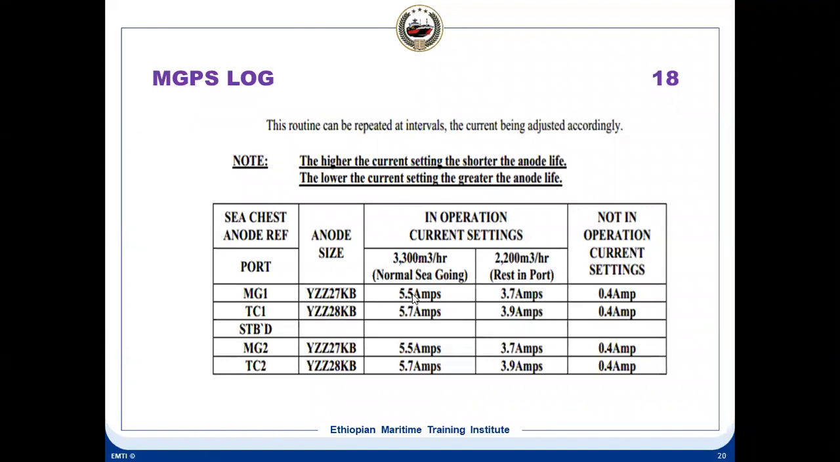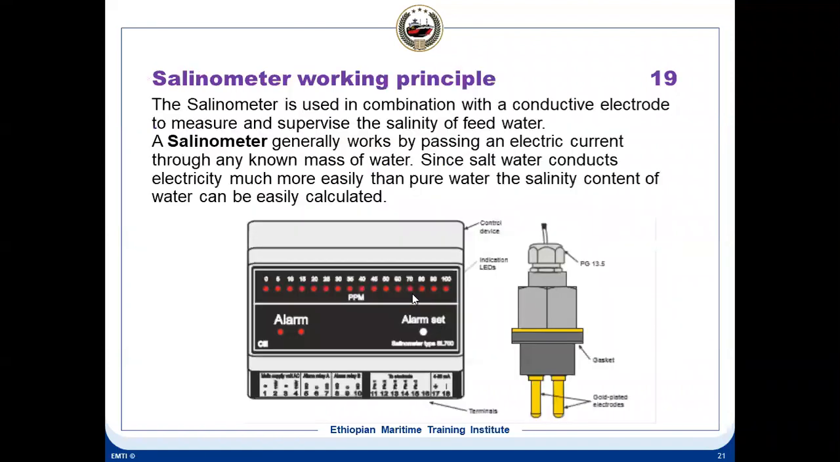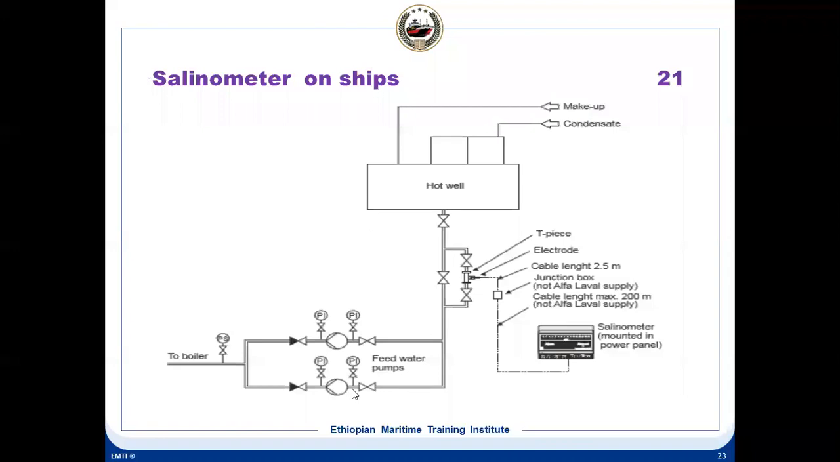Okay, understand. Now the salinometer. You find it here in this boiler, suppose this is the hot well. From the hot well, this is your feed pumps. In between the feed pumps, you will find this salinometer here. So the salinometer basically checks the salinity of the boiler water. Sometimes you will find the salinity goes very high. Now this is the electrode part.